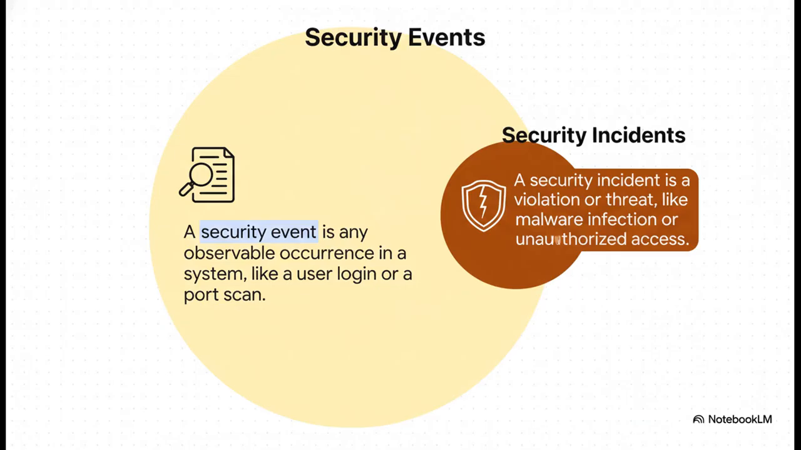First things first, we've got to speak the right language. For the exam, you absolutely have to know the difference between a security event and a security incident. So, a security event, that's just any observable thing happening in a system. You know, a user logging in, a simple port scan, those are events. But a security incident, that's a violation or the imminent threat of one. An event becomes an incident when it actually crosses that line, like an attacker successfully grabbing a file they shouldn't have access to. Just remember, every incident is made up of events, but not every event is an incident. Getting that distinction down is crucial.